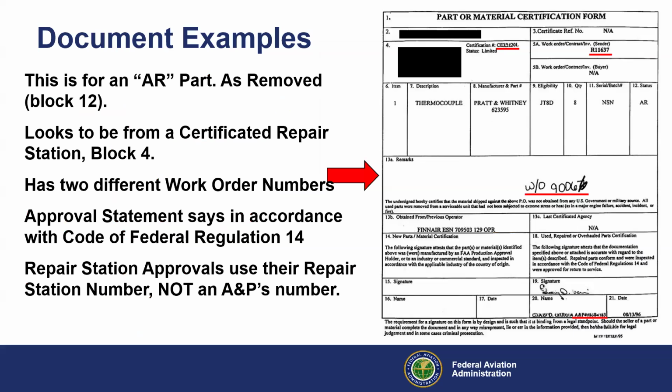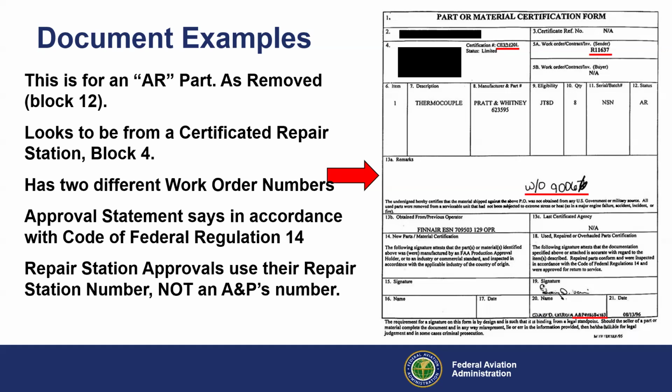Here it says on this one, this is for an as-removed part in block 12. And it looks to be from a certificated repair station in block 4, because there's a repair station number in block 4. And this work order has 2 different work order numbers. That could happen, but it's just starting to raise suspicions at this point.